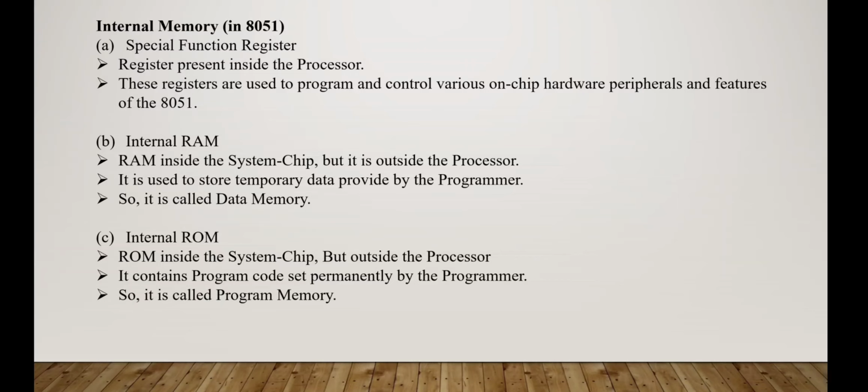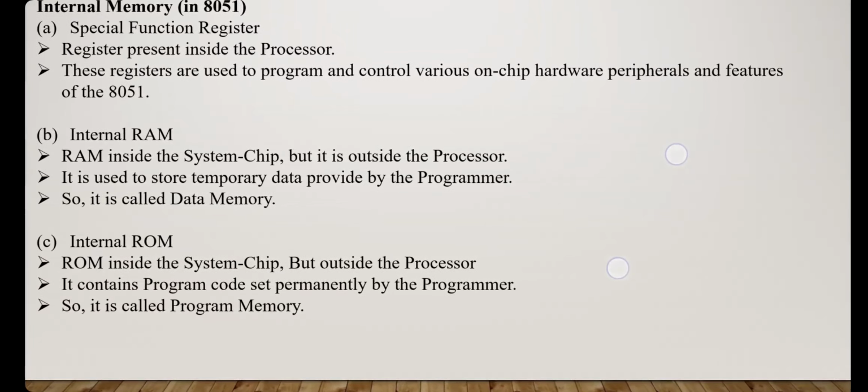The RAM is inside the system chip but outside the processor. In 8051 the RAM is included in the system chip but it is outside the processor. Likewise, the internal ROM is also inside the chip but outside the processor. RAM is used to store temporary data provided by the programmer, so it is called data memory. The data are saved temporarily in RAM, of size 128 byte.